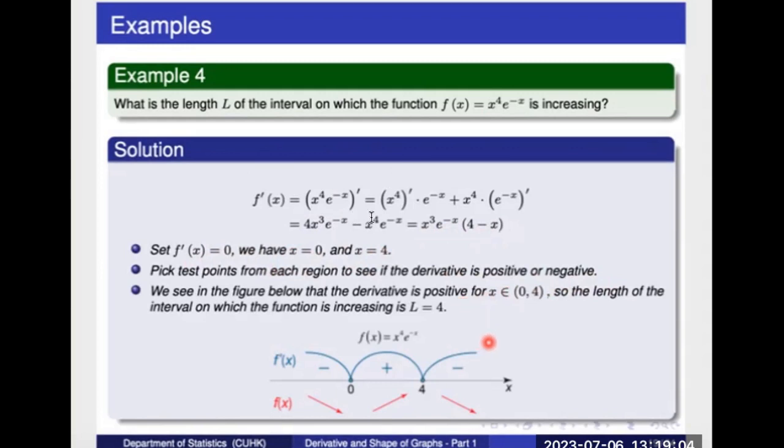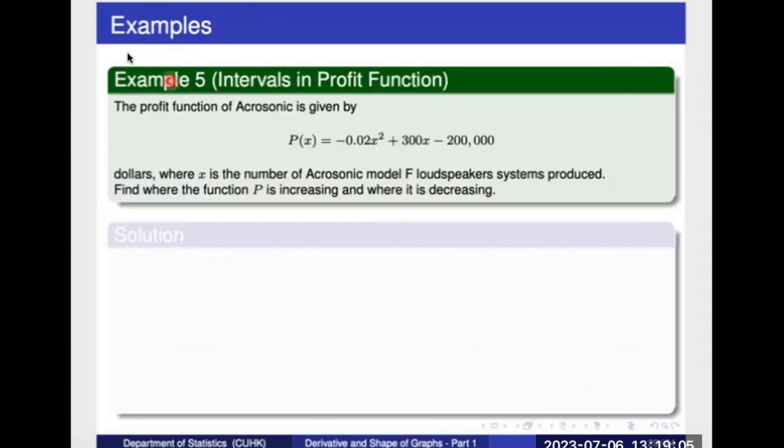The fifth example is an application of derivative in economics. The profit function of Acrosonic is given by P of x equals negative 0.02x squared plus 300x minus $200,000, where x is the number of Acrosonic Model F loudspeaker systems produced. We want to find where the function P is increasing and where it is decreasing.